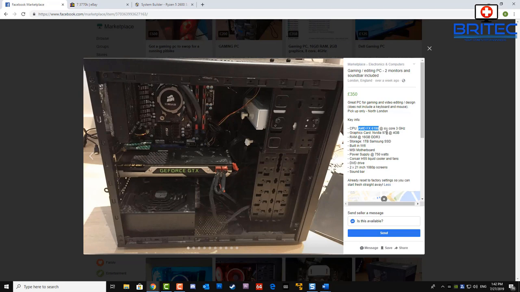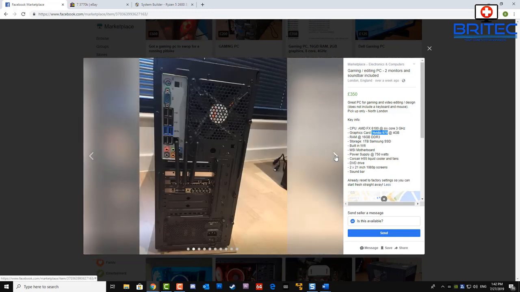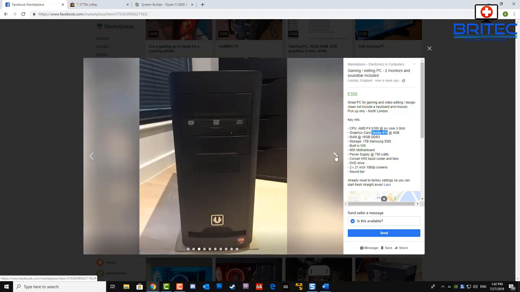So you can see here, we've got another one. Now you can see here, we've got the FX6100. This is a very old processor. It's probably around about 2011, and it's got an Nvidia 970. So what you want to do is pay what you think it's really worth, and then also pay no more, and walk away if you don't feel comfortable.